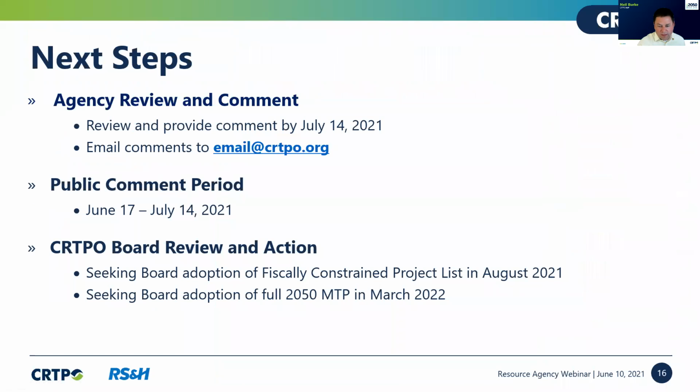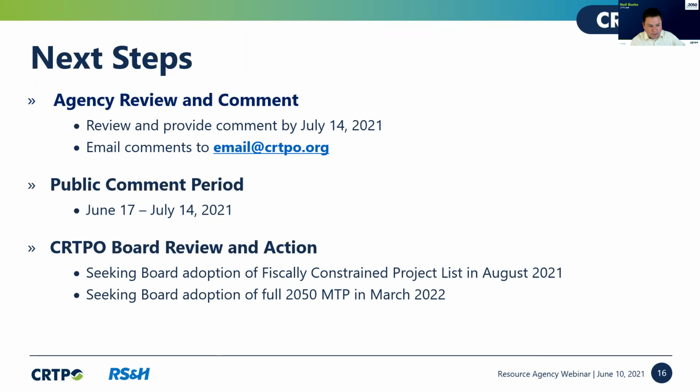So the next steps with this process, agency review and comment. Again, we are asking our agency partners to start their independent review after this meeting today on the 10th, and provide us with any additional comments by July 14th of 2021. Those comments can be emailed to email@crtpo.org.